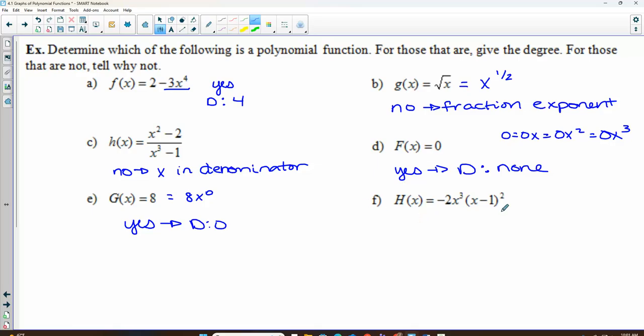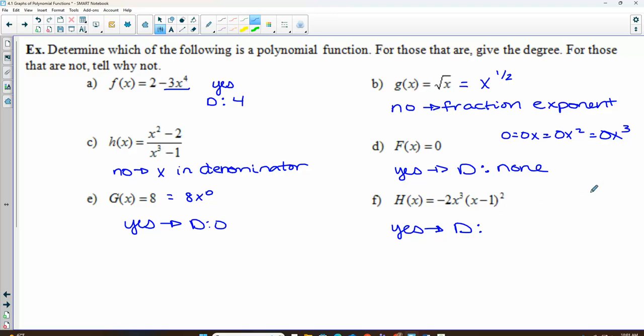F. This one's written differently. It's written as multiplication. But let me ask you a question. Could we multiply it out and just have things added or subtracted? Yes. So it is a polynomial. We will look at more of these, but the degree is the highest power when things are added or subtracted. So to decide the degree here, we have to think about, if I multiply this all out, what would my highest power of x be?